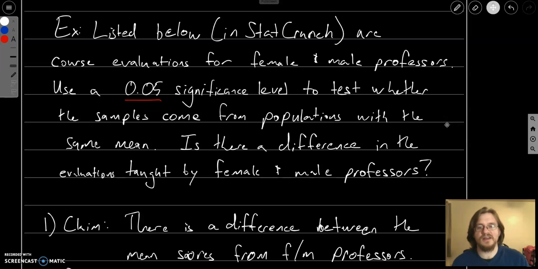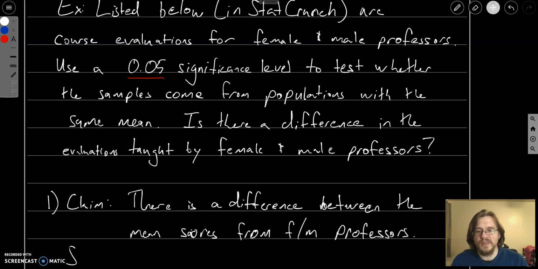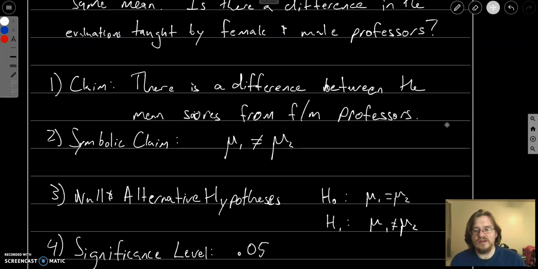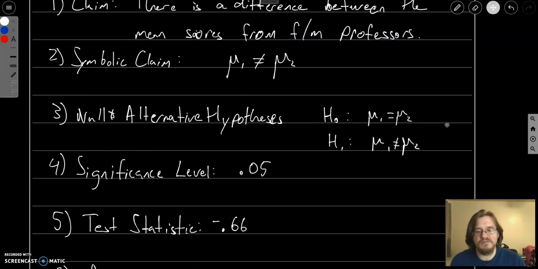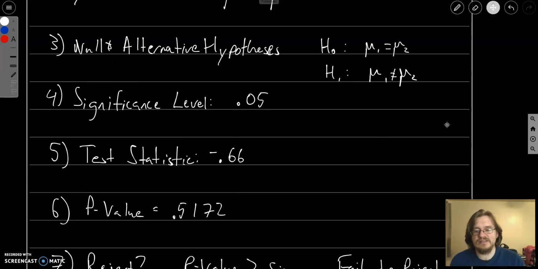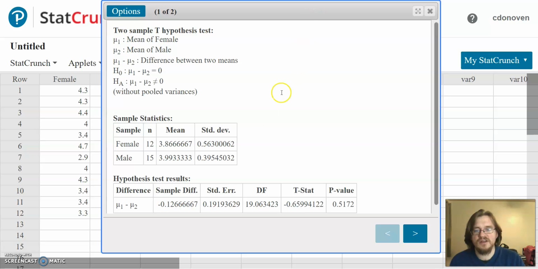Hello and welcome back. We will pick up where we left off looking at this example. We had an example where we looked at course evaluations for male and female professors, and we wanted to see if there is a difference in the average, in the mean rating. So we did this. We wrote down our symbolic claim that there is a difference in the means. Our test statistic and our p-values were calculated for us using StatCrunch.